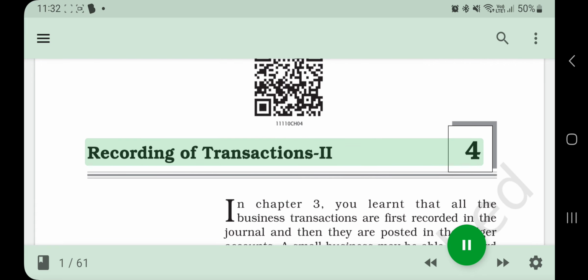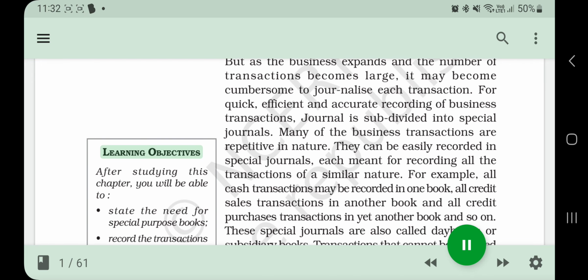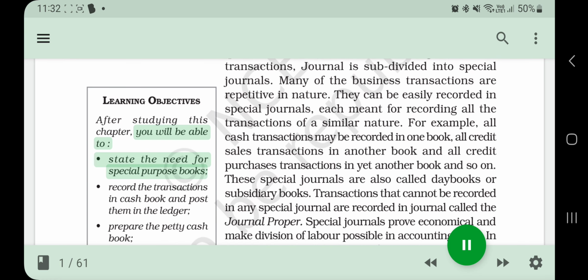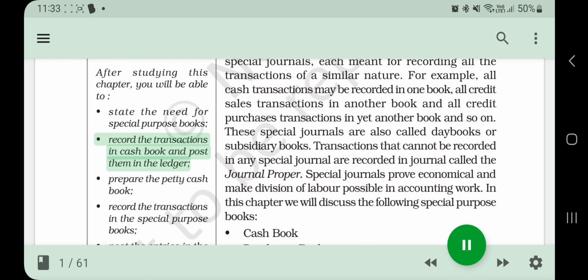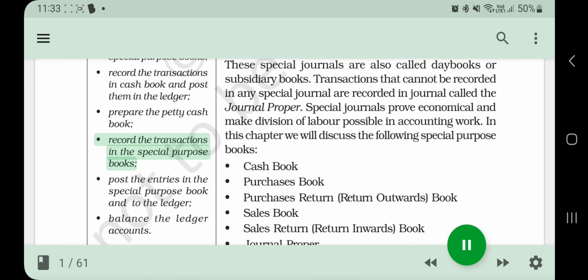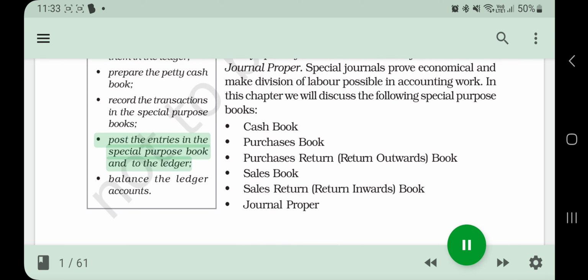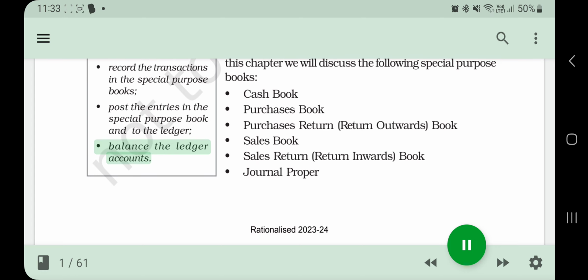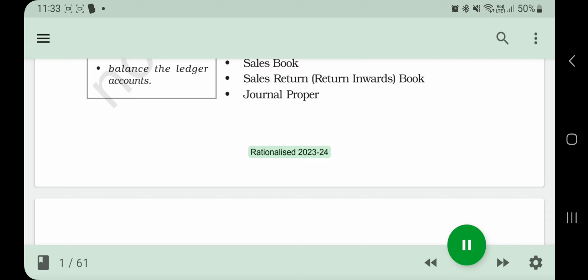Recording of transactions. Learning objectives. After studying this chapter, you will be able to state the need for special purpose books. Record the transactions in cash book and post them in the ledger. Prepare the petty cash book. Record the transactions in the special purpose books. Post the entries in the special purpose book and to the ledger. Balance the ledger accounts.